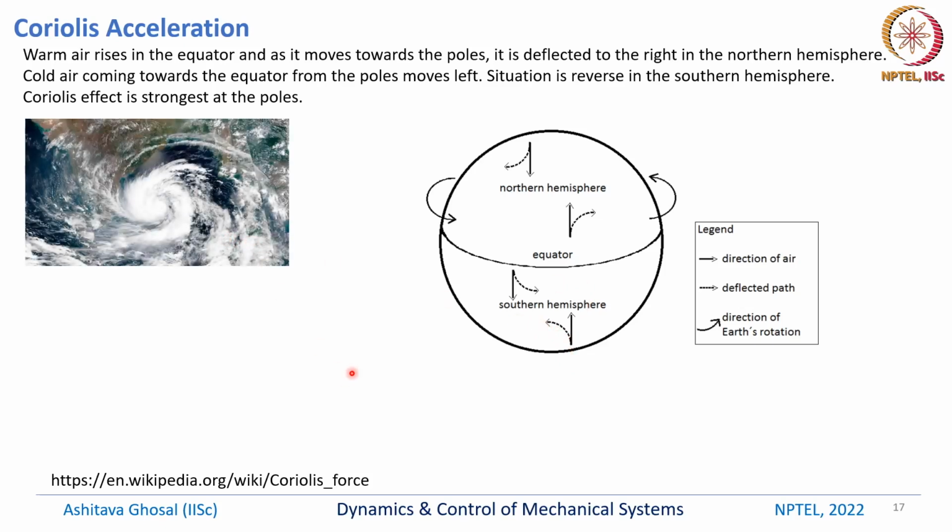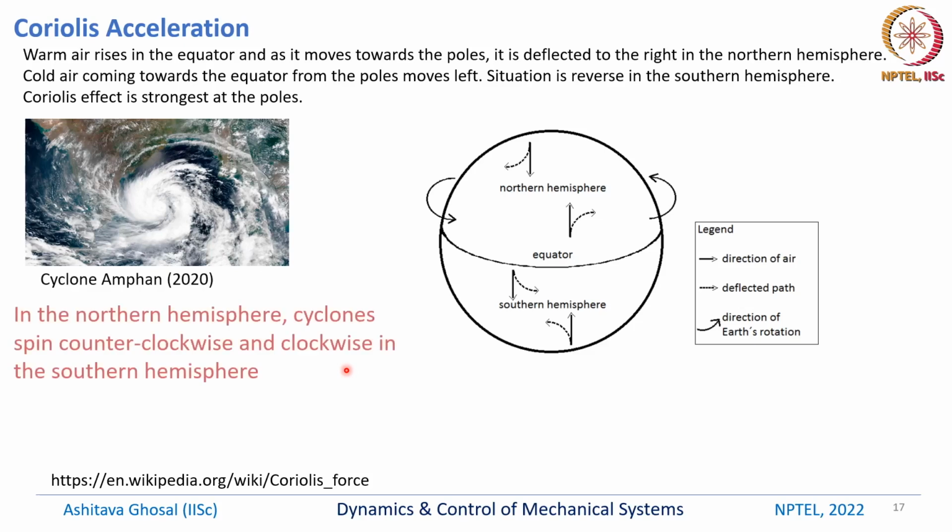Another very strong or interesting effect of Coriolis acceleration is that if you look at cyclones in the northern hemisphere, the cyclone will spin in the counterclockwise direction. Okay, and it spins in the clockwise direction in the southern hemisphere.